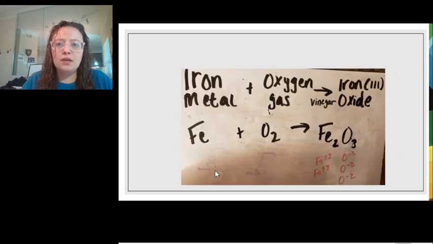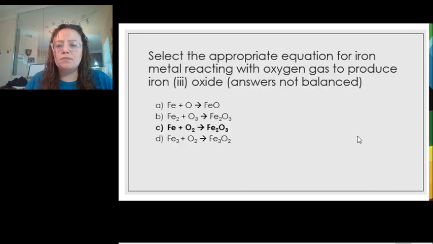Here's our single iron, our 2 atoms of oxygen gas. We said iron 3 has a charge of +3, and oxide, oxygen, has a charge of -2. So if iron is +3, oxygen is -2. If we want them both to balance out to 0, we need 2 irons and 3 oxygens. So that would give us letter C, iron plus O2 yields iron oxide.